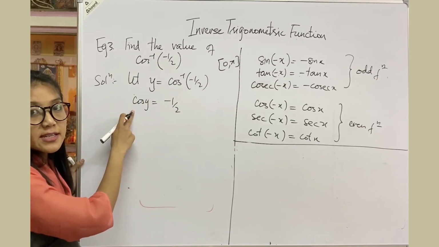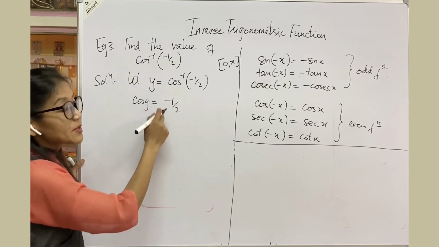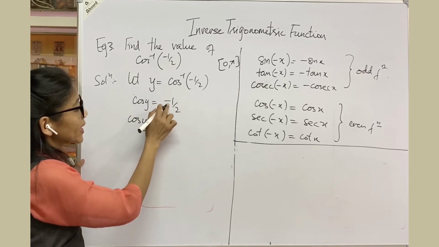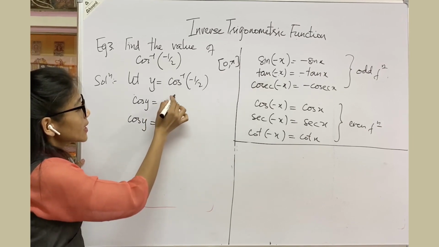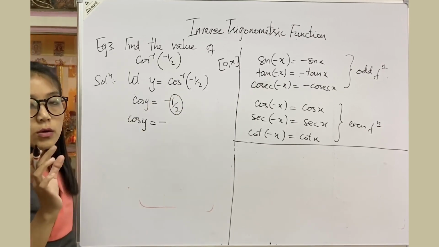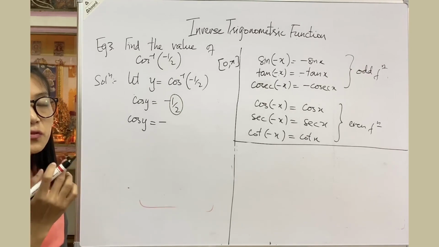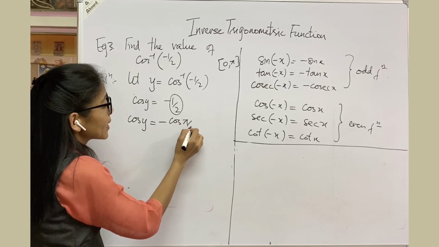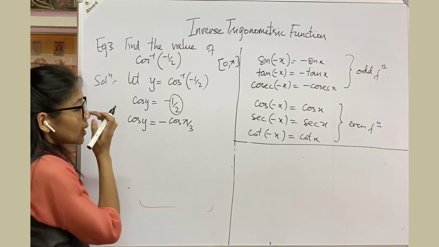Since my left hand side is in terms of cos, I will try to express my right hand side in terms of cos. So that is cos y is equals to negative. First you keep it as it is, then you take half. Half, try to express it in terms of cos. So we have cos 60 is equals to half. So I will write cos pi by 3. Okay. Now you look here.